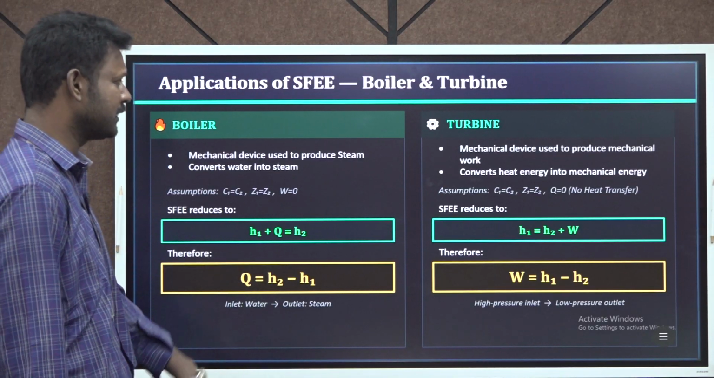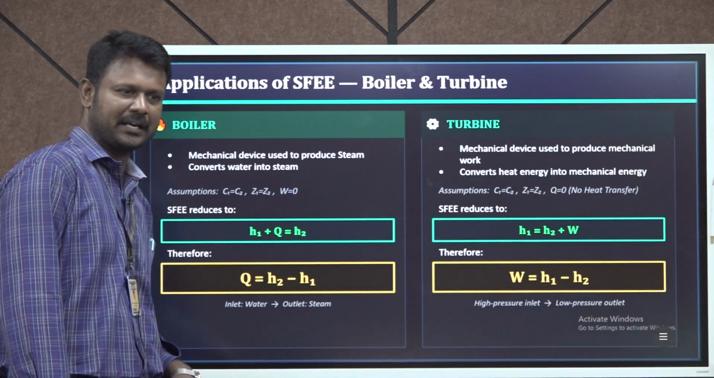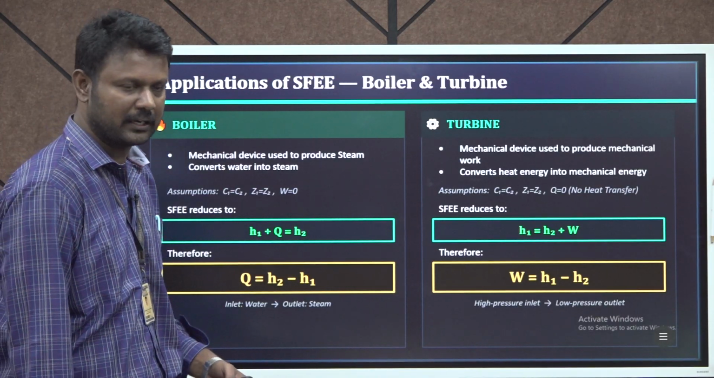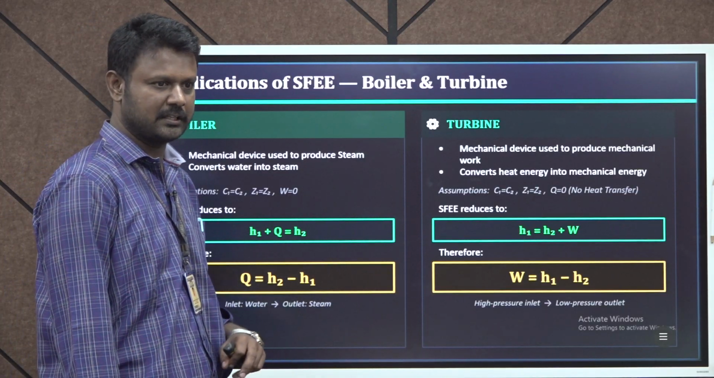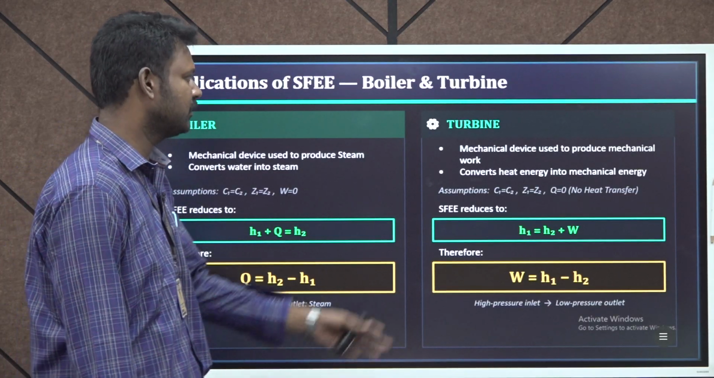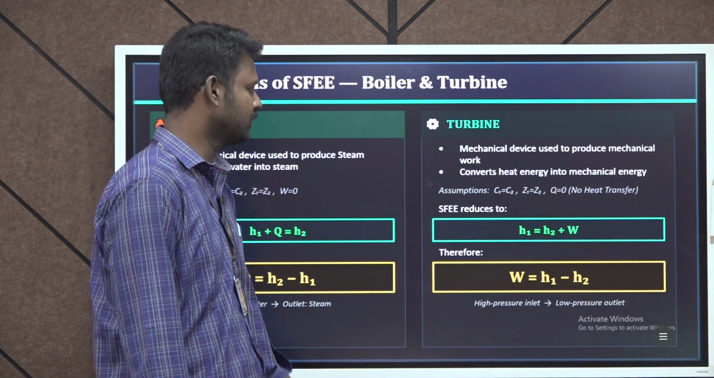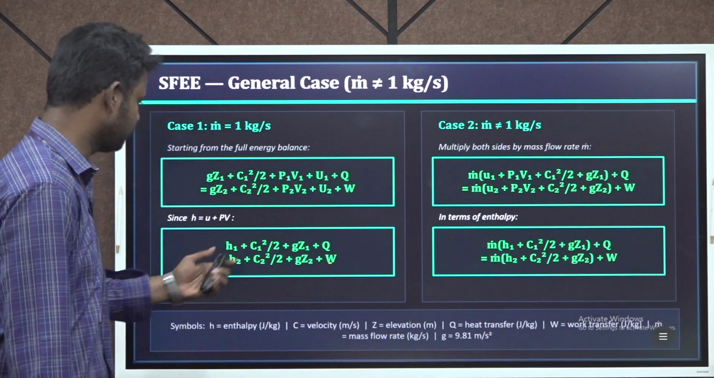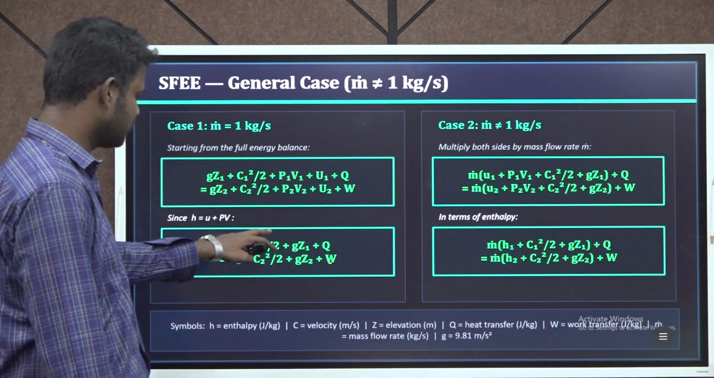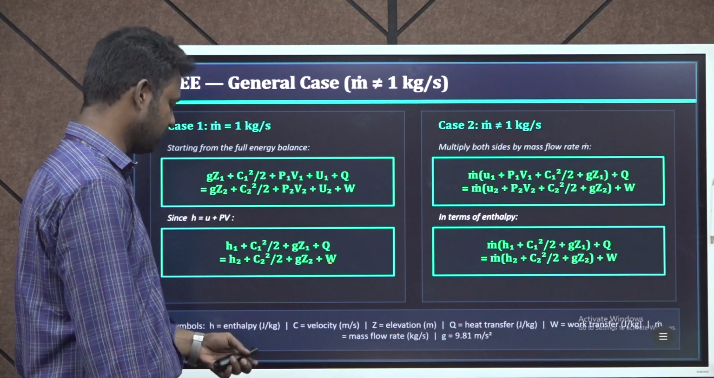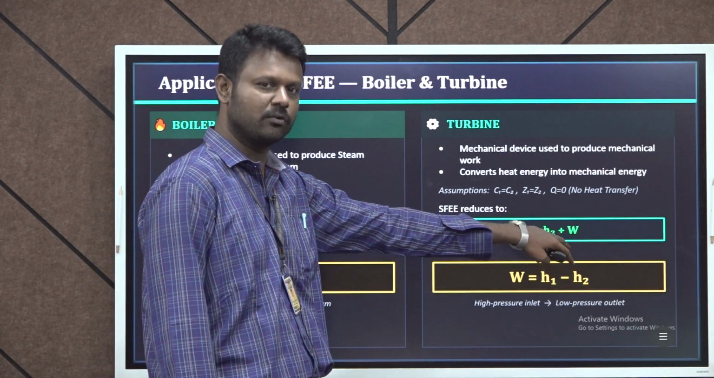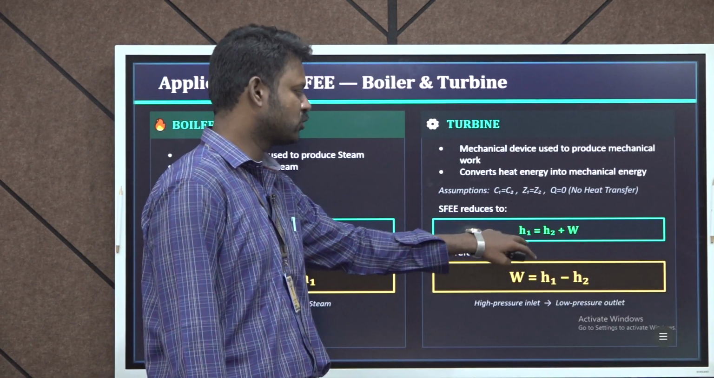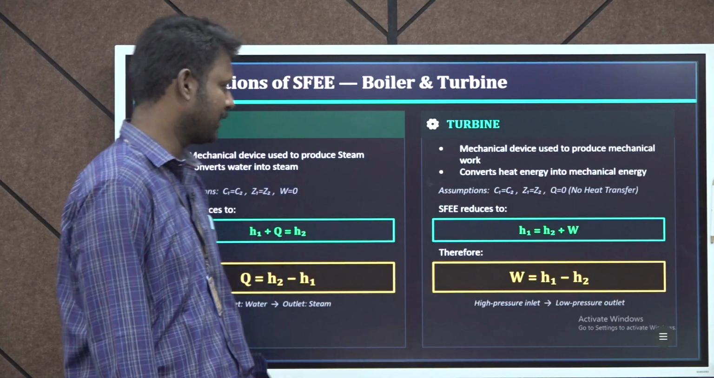The next one is the turbine. A turbine is a mechanical device used to produce work, so we will assume there won't be any change in velocity, any change in elevation, and also no heat transfer. Now let us look into the formula. There won't be any C1 square by 2, G Z1, or Q. So the formula will be H1 is equal to H2 plus W. So W, the work transfer, will be equal to H1 minus H2. This is the final formula.